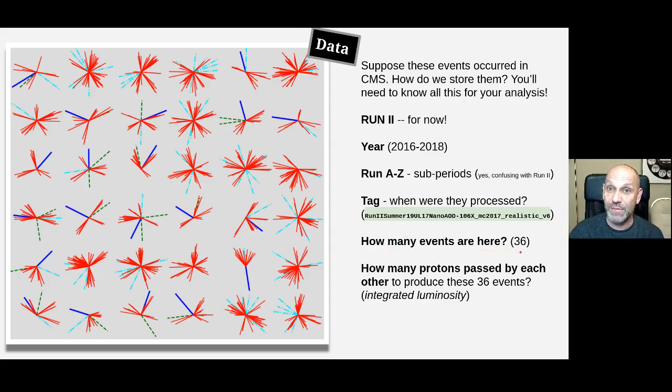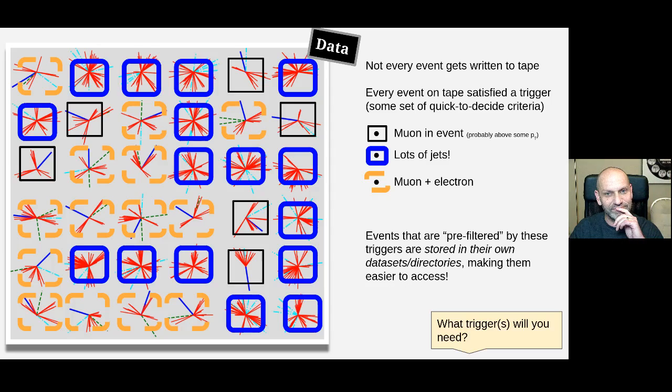You've got to keep track of how many events there are. So in this case, it's 36, but you're going to be dealing with hundreds of thousands, millions, maybe billions. And then you got to keep track of the integrated luminosity, which is really how many protons flew past each other in order to produce these events. So right off the bat, I'm hoping you're seeing that there's some bookkeeping that's going to be going on. You're going to have to keep track of all this information somehow. Text file, spreadsheet, maybe just emailing yourself the numbers. No, don't keep it in email. You'll find a better way, okay?